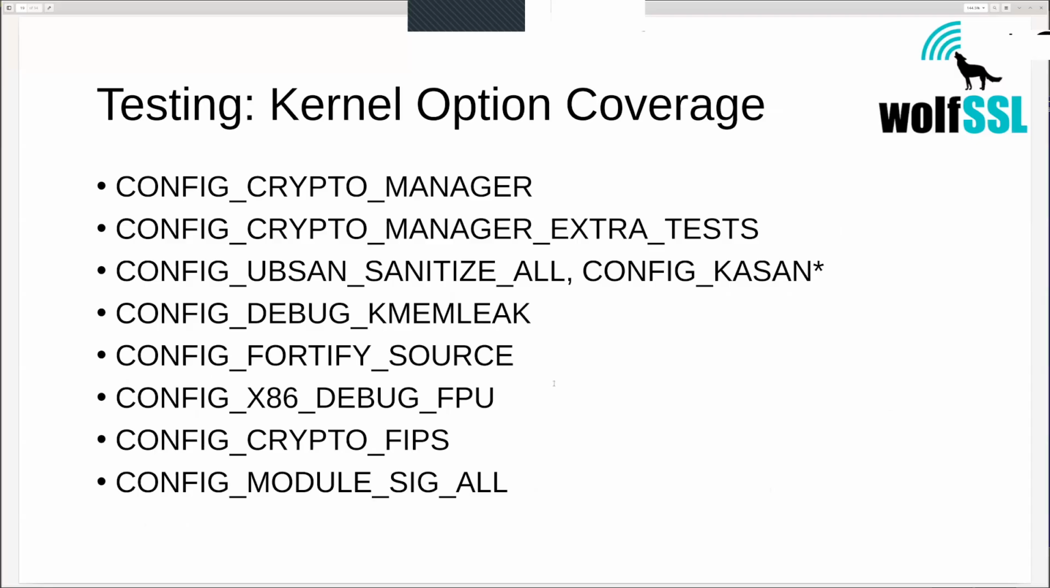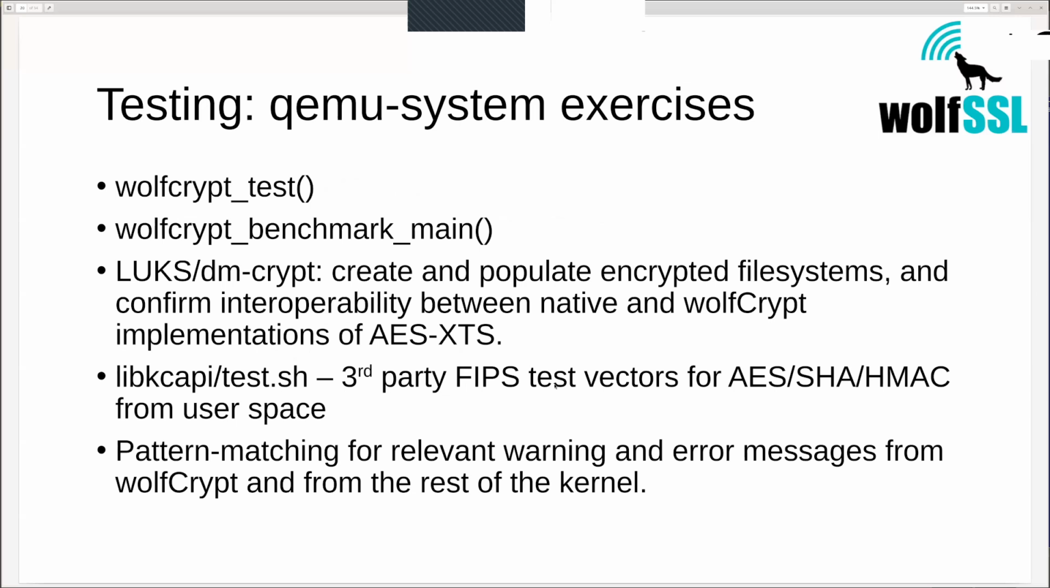This is an example of degrees of freedom in the target kernels. So we build with all of this stuff turned on and turned off, not exhaustively, but in a representative subset of the combinatorial universe of combinations. So these are the main ways that we are currently testing all of the kernel module builds.